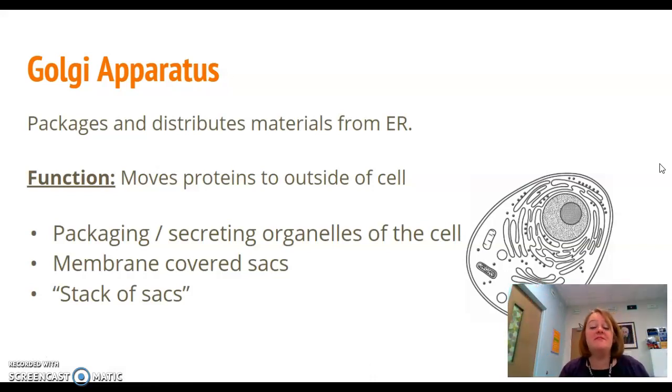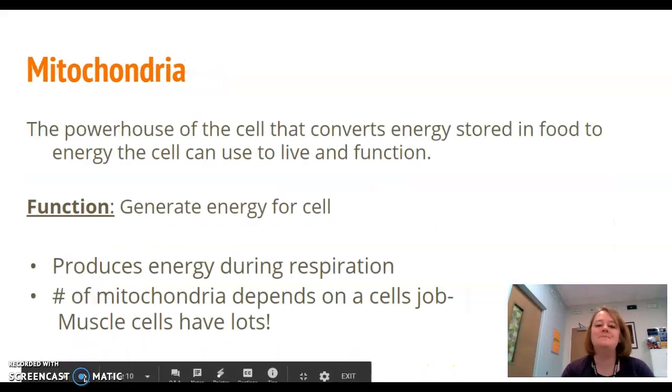That helps me to remember the function because in the Golgi apparatus, it's going to package things and then zoom them outside of the cell. So let's say maybe you had a bacteria that was in your cell or attacking your cells or a virus or something of that sort. The Golgi apparatus can get rid of it. When something hits it, it packages it and sends it outside of the cell. That is the function of the Golgi apparatus.